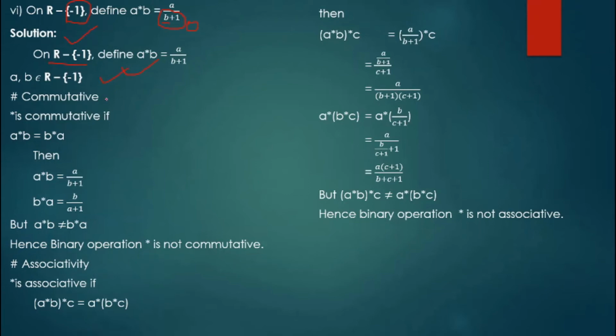So checking for commutativity. Here we have the property A star B equal to B star A. And what is our A star B? A by B plus 1. What is our B star A? B by A plus 1. When we substitute the value, it won't be equal. So our A star B is not equal to B star A. Hence binary operation star is not commutative. Okay, now we check for associativity.